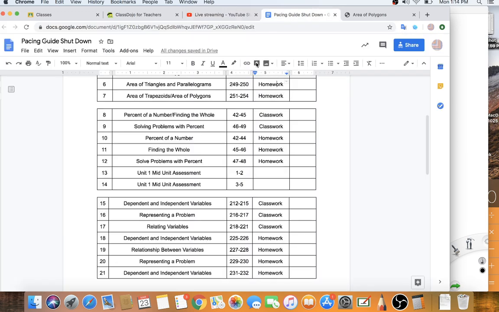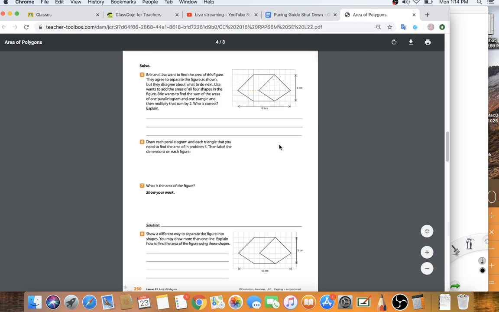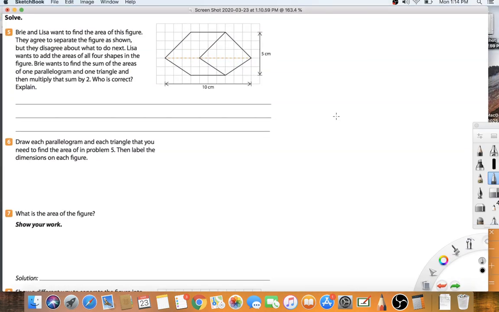Okay, this is for day 6, page 250. Should look like this. And we got ourselves some work to do. Now, let's look at this problem.